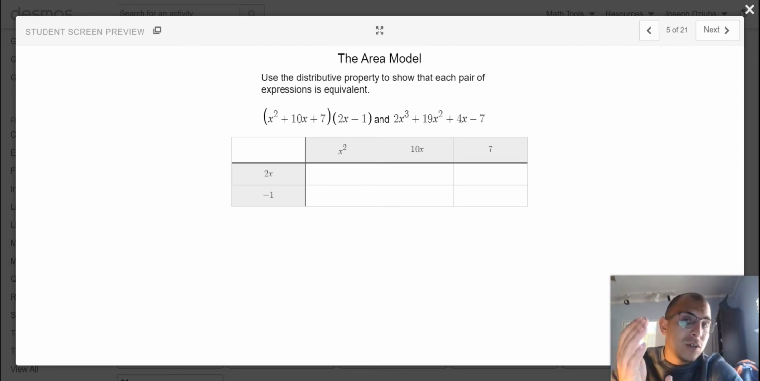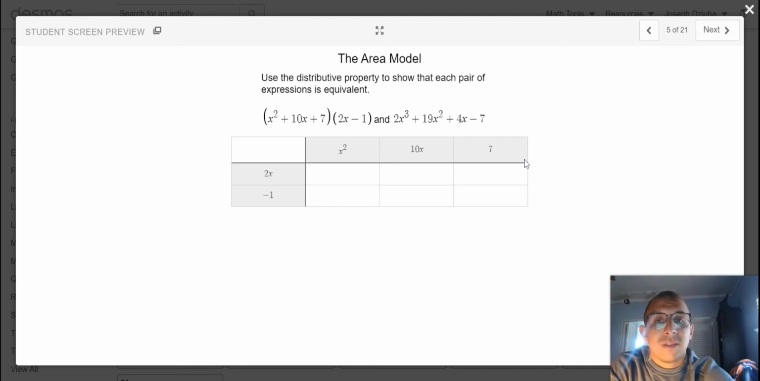I'm not necessarily sure how your previous teacher might have demonstrated or modeled that process, but with me, I like to use this idea of the area model. So when we calculate the area, we're taking the length of a rectangle and multiplying it by the width. In this case, we represent both the length and width with different algebraic expressions. The length is represented by the trinomial x squared plus 10x plus 7, and the width represented by the binomial 2x minus 1.